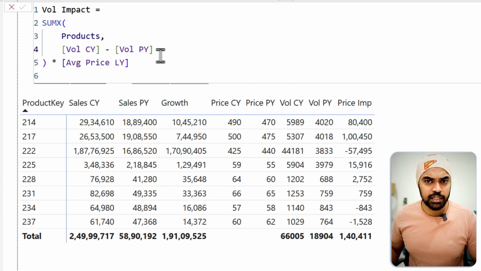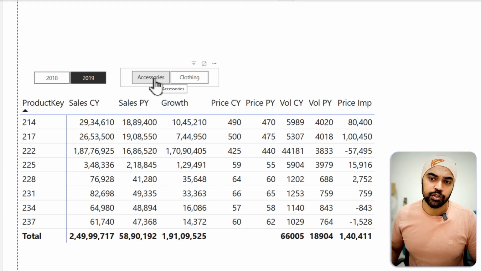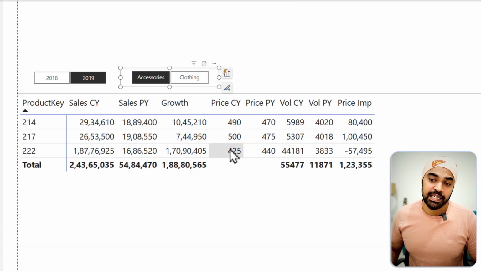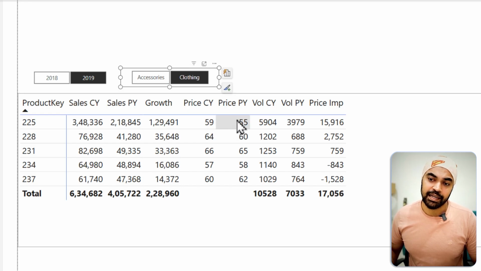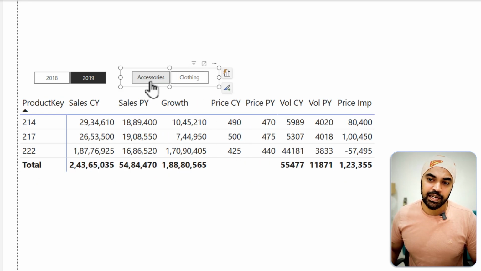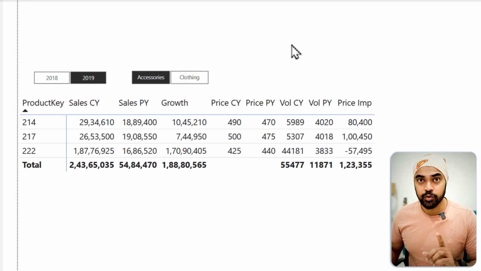I'm going to commit on this measure anyways, and I have a filter on the top, accessories and clothing. So if I take a look at the accessories right here, accessories are way more expensive, and you can see that, and clothing is kind of cheap, and that is the prices of the clothing. So if I just take a look at the accessories right here, I've also written a measure of the average price. I can show you that.